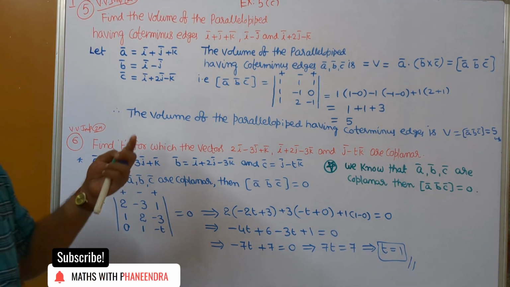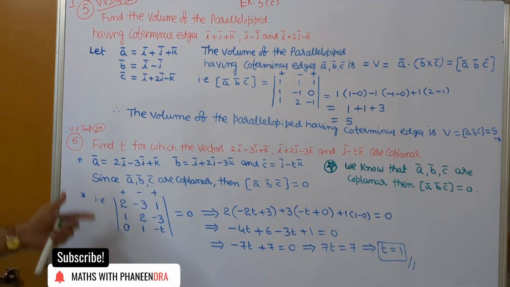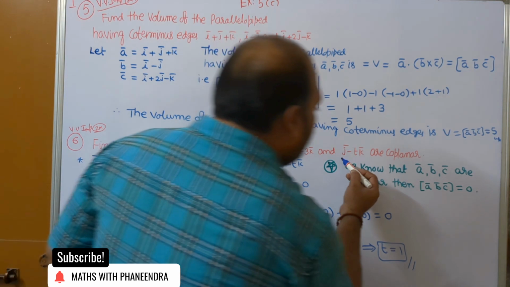So when the vectors are coplanar, box of ABC is equal to 0. This is the way proper steps you write it, dear students. You will get a good impression on the examiner.